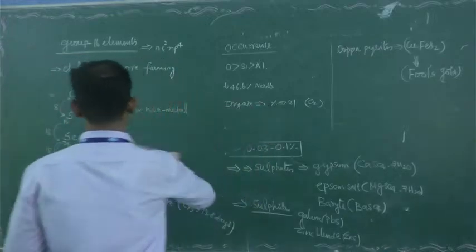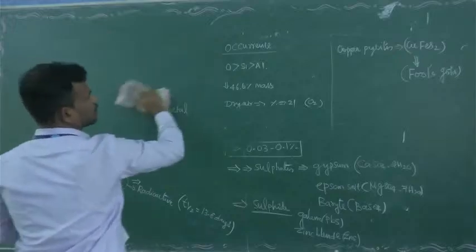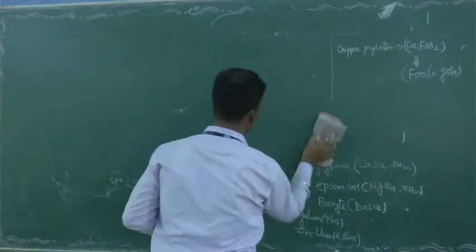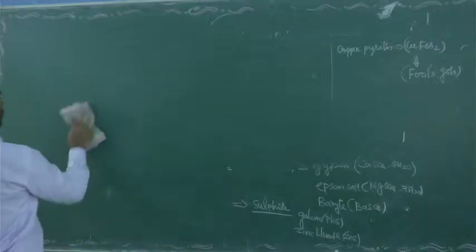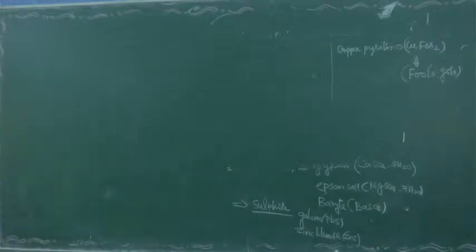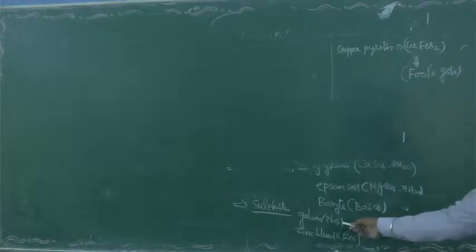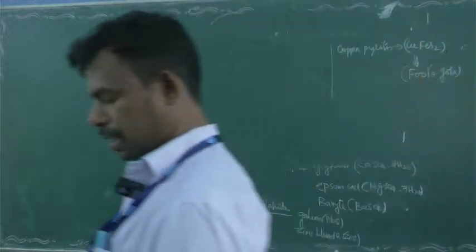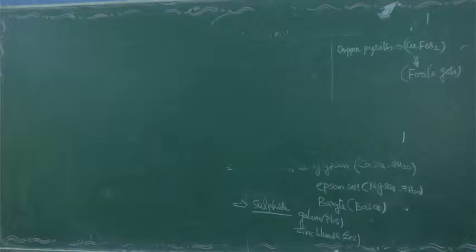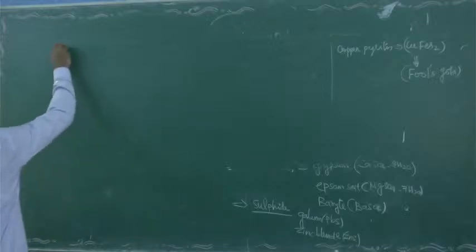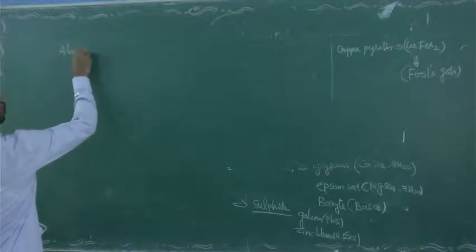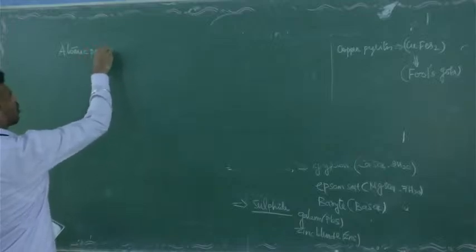So these are the few things regarding occurrence. Sulfur mainly exists in the earth's crust either in sulfate form or in sulfide form. Sulfides include galena (lead sulfide), zinc blende, and copper pyrites. Is it clear? Next we are going to discuss atomic properties.